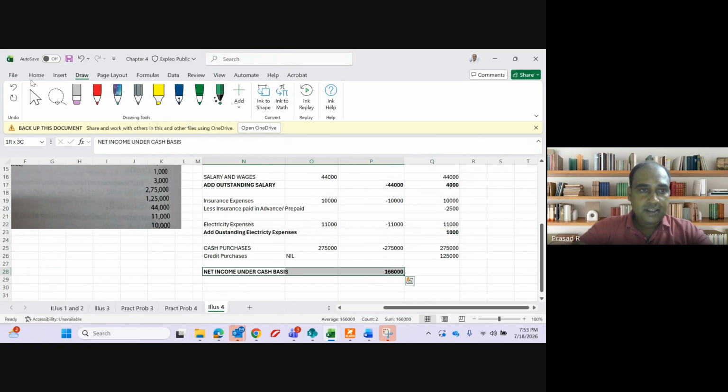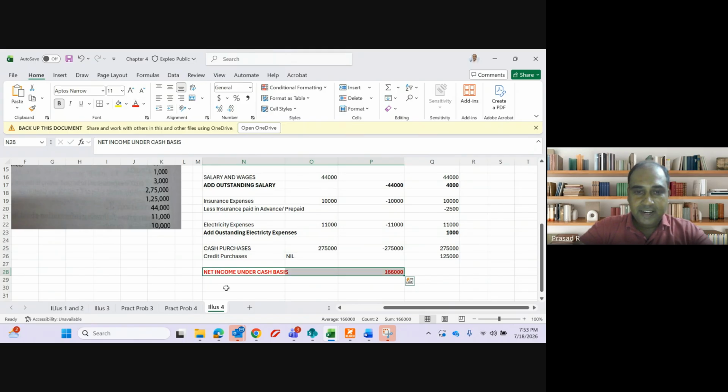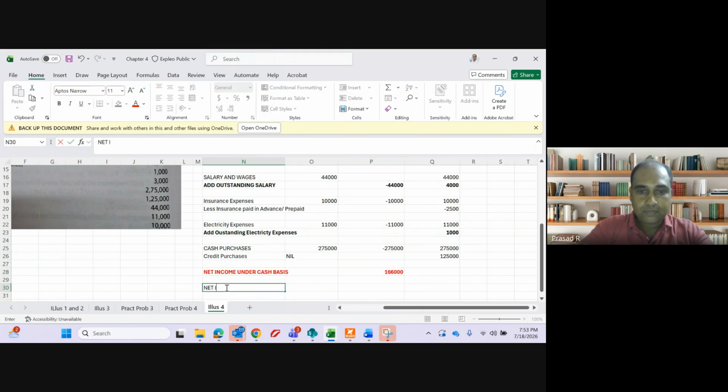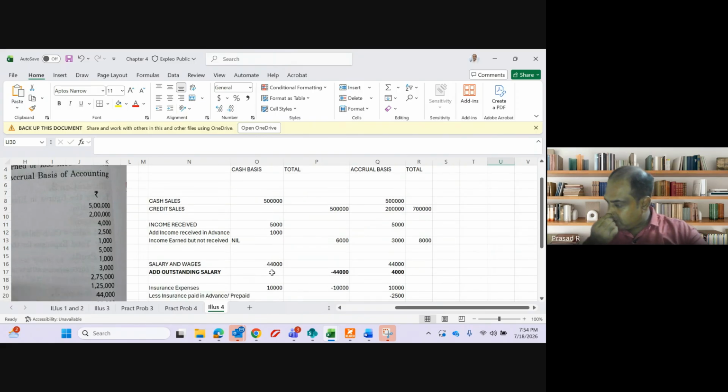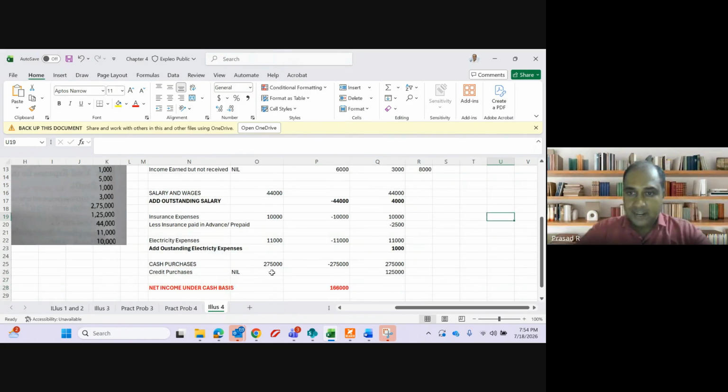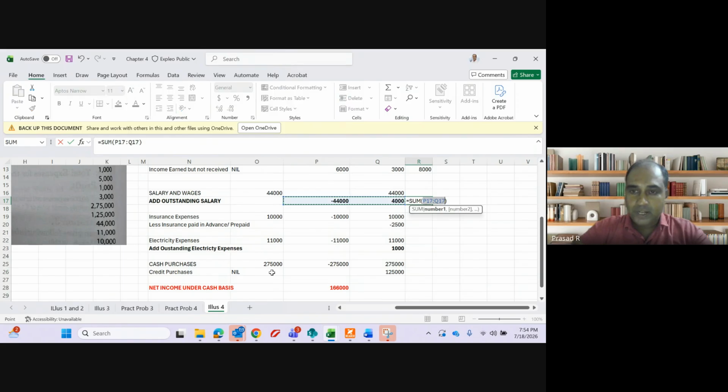Okay, this is under cash basis. Similarly, net income under accrual basis. We will just total everything. Okay, so sales I have totaled. Outstanding salary. Salary is how much? 48,000. I will put it as negative so that I can add up easily.